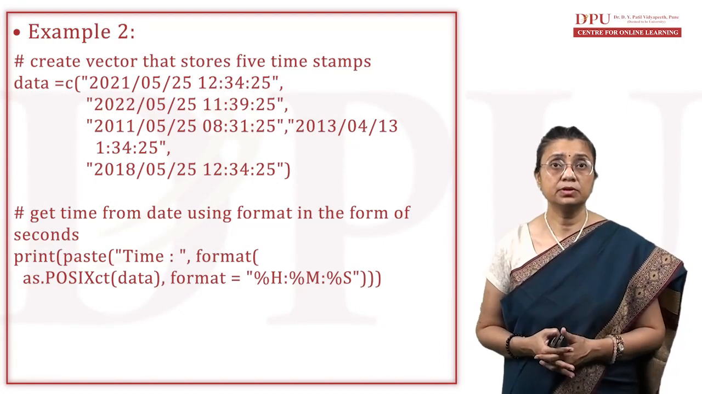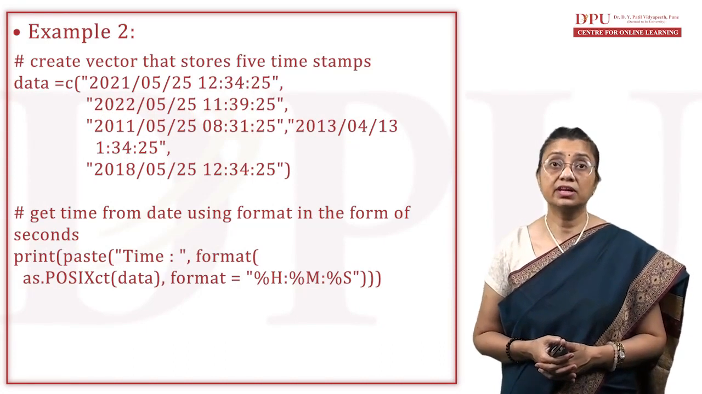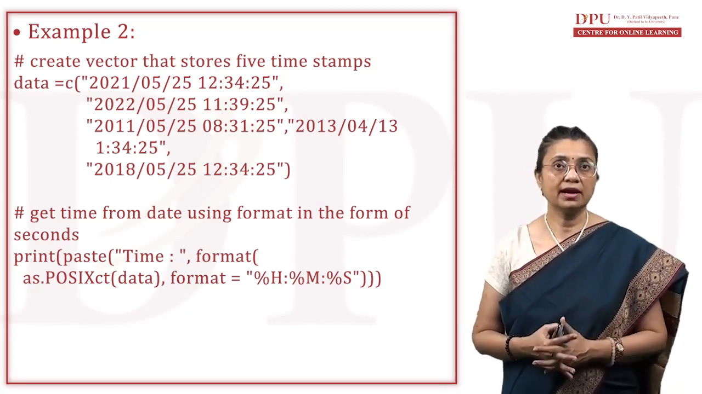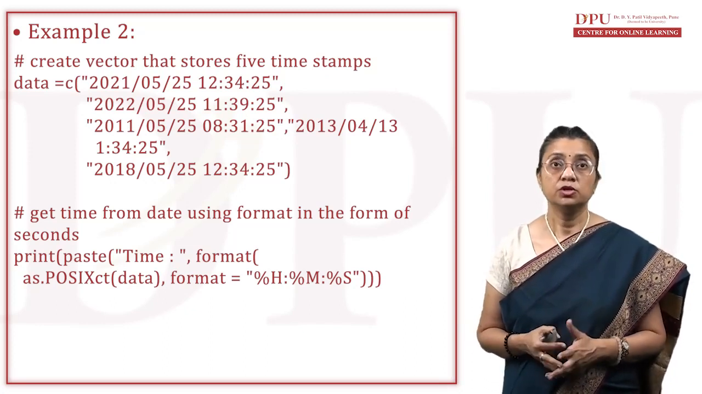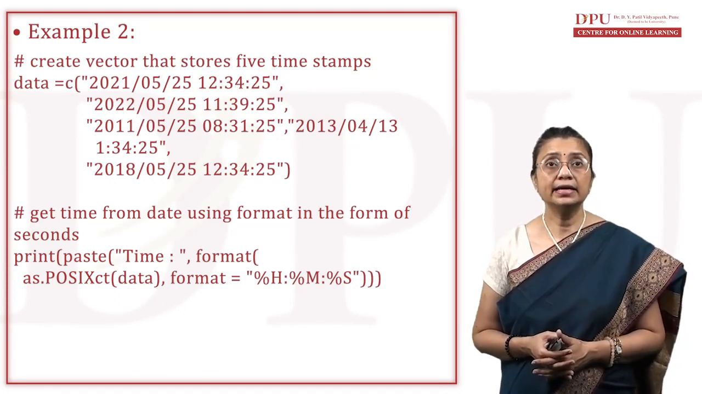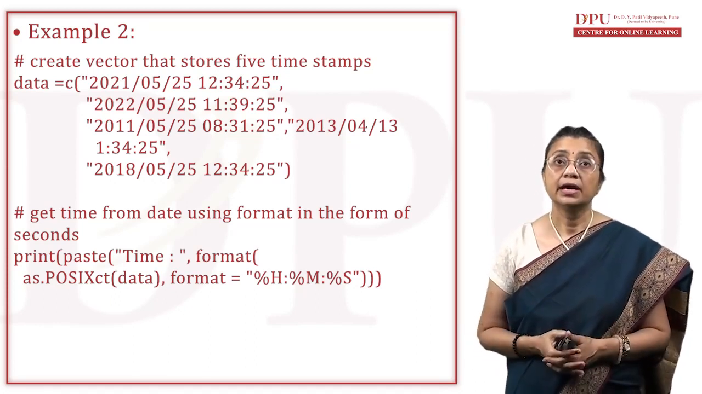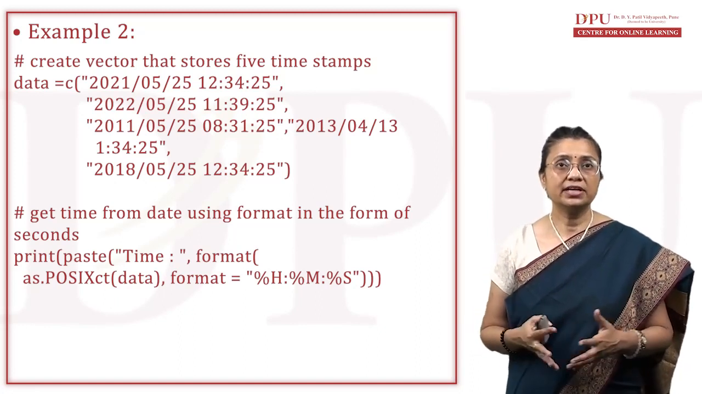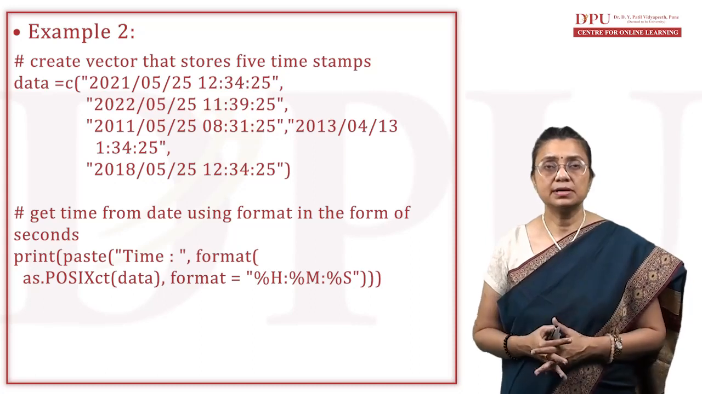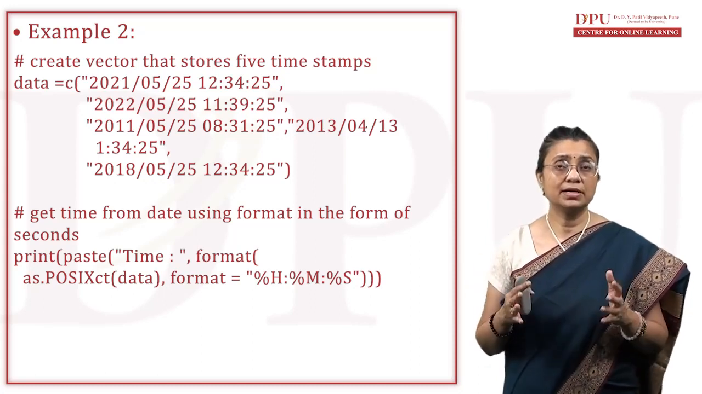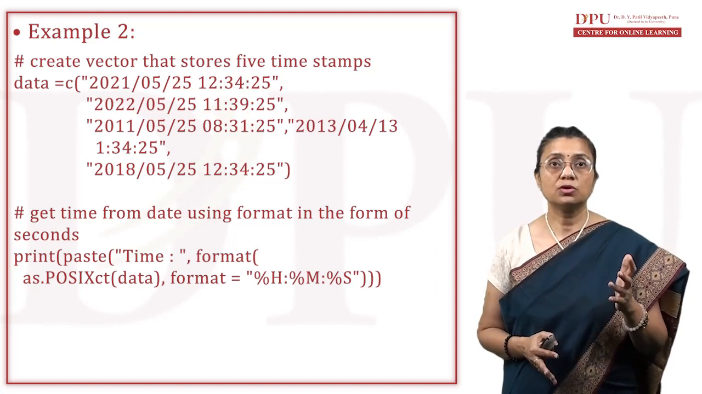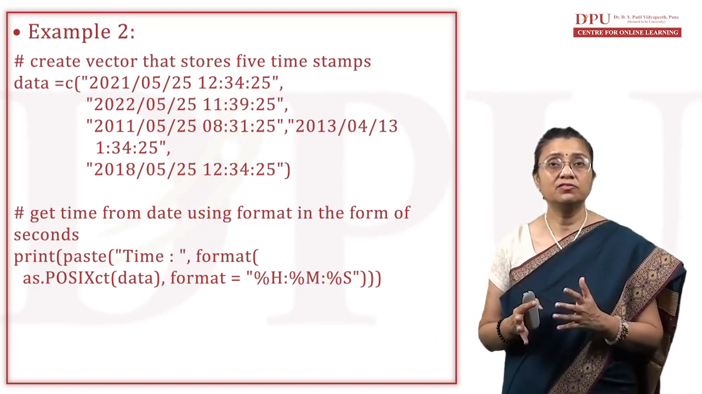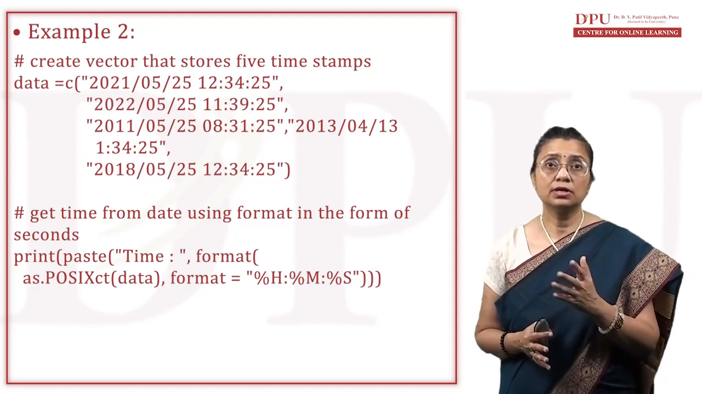This is the second example where we have created a vector that stores 5 timestamps. The name of the variable is data, and it is created with the help of the c function. All the timestamps are put inside the brackets, separated by a comma. The first date is 25th May 2021, then 25th May 2022, and so on.